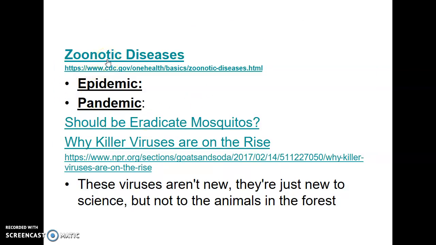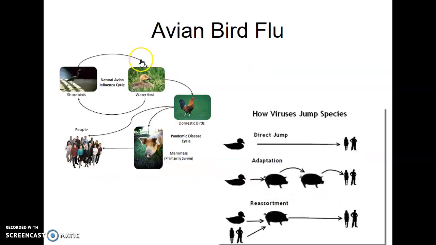So we have zoonotic diseases. We have, should we eradicate mosquitoes? Why killer viruses are on the rise. Viruses aren't new. They've just started getting new and popular in science itself. If you want to, you can click on any of these and you can read the articles that deal with mosquitoes and viruses. So we have Avian Bird Flu.